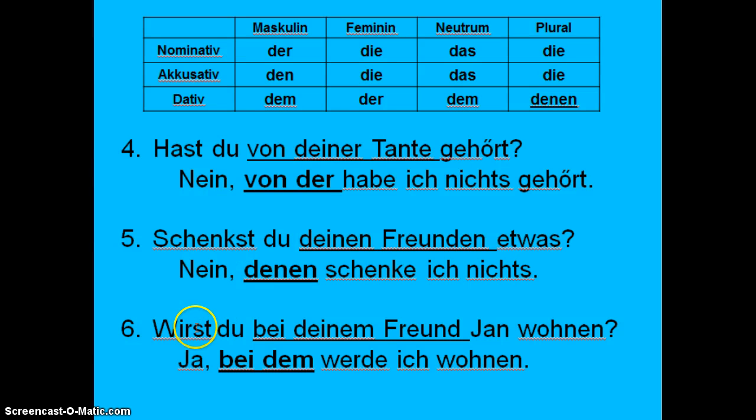Yeah? Nummer 6. Wirst du bei deinem Freund Jan wohnen? Here, Freund is part of a prepositional phrase, a dative prepositional phrase. Freund is masculine and bei is dative. When I answer this question, I'll start with the preposition because the word Freund that I'm referring to is part of a prepositional phrase and answer ja. Bei dem werde ich wohnen, meaning yes, by that one I will live.